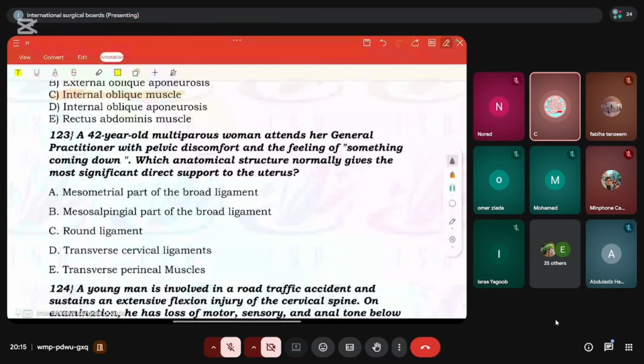A 42-year-old multiparous woman attends her GP with pelvic discomfort, feeling of something coming down. Which anatomical structure normally gives the most significant direct support to the uterus? I remember this question coming up a few times, and I know what the answer is, cardinal ligament, but I haven't looked through the options yet, because sometimes they give it in a different way, or they don't have that in the options. So let me have a look.